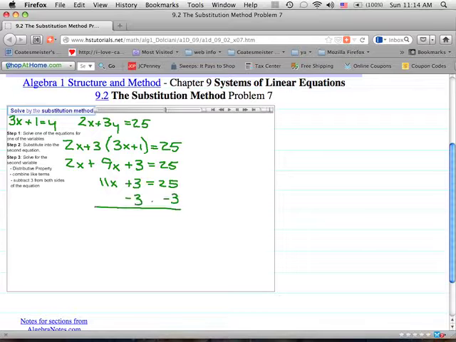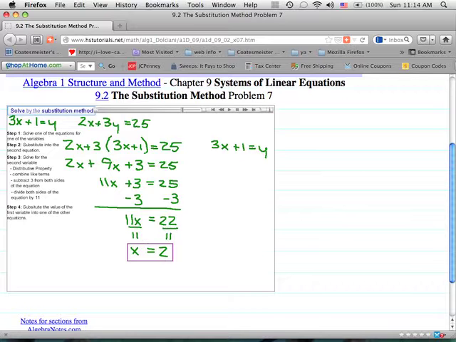I subtract 3 from both sides of the equation, so 11x equals 25 minus 3, 22. I divide both sides of the equation by 11, and I get x equals 2. In step 4, I'll take x equals 2 and substitute that into the equation 3x plus 1 equals y, and that gives me 3 times 2 plus 1 equals y. 3 times 2 is 6. 6 plus 1 is 7, so y equals 7.